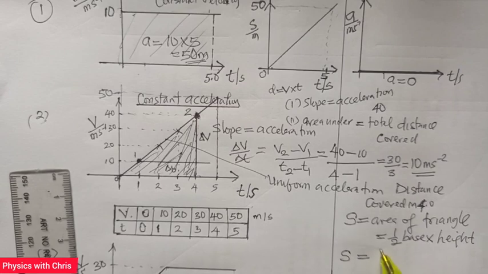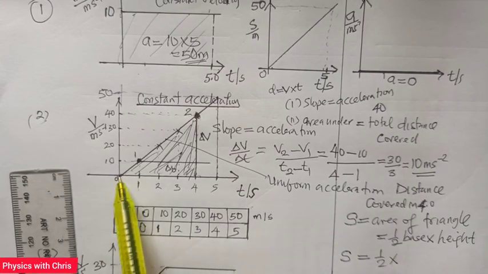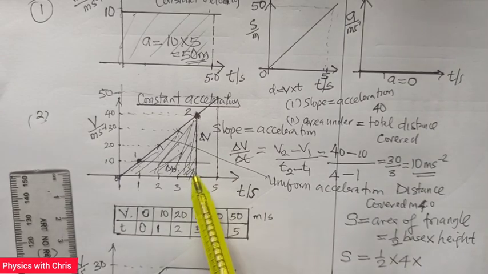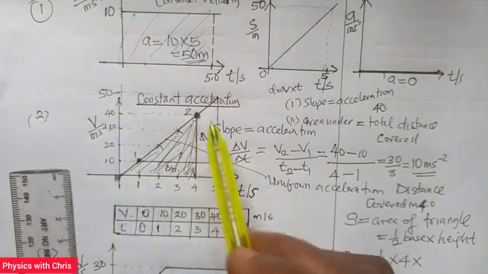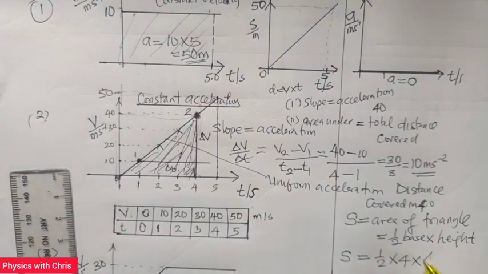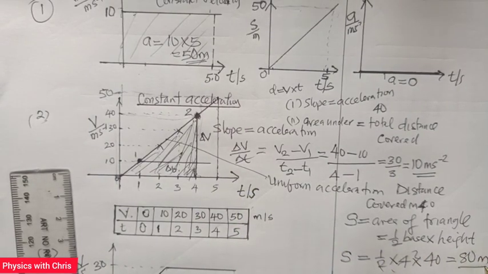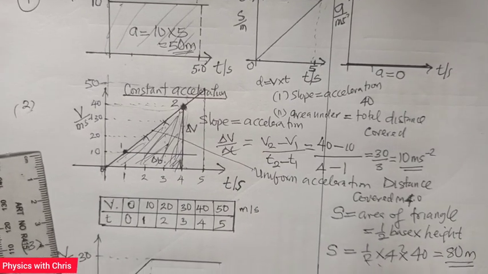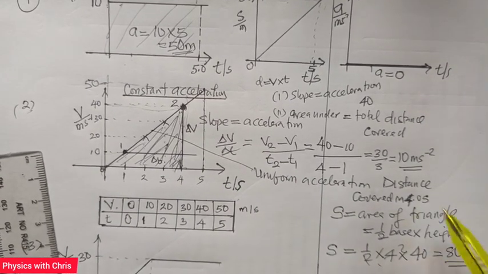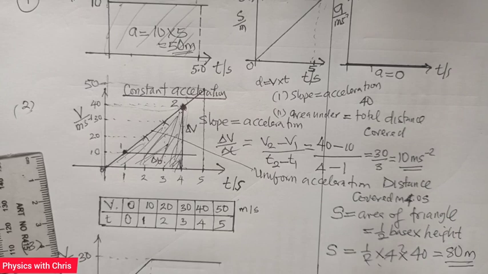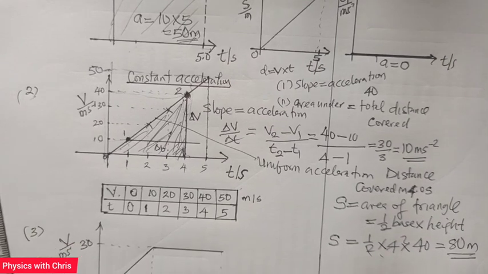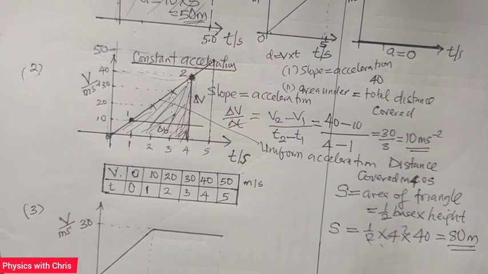That gives me distance traveled is half times the base from here to here, that is 4 seconds, which is the time. The height is measured along the velocity axis, that is corresponding to 40. That gives me 80 meters. So the distance traveled in 4 seconds by the body is 80 meters.